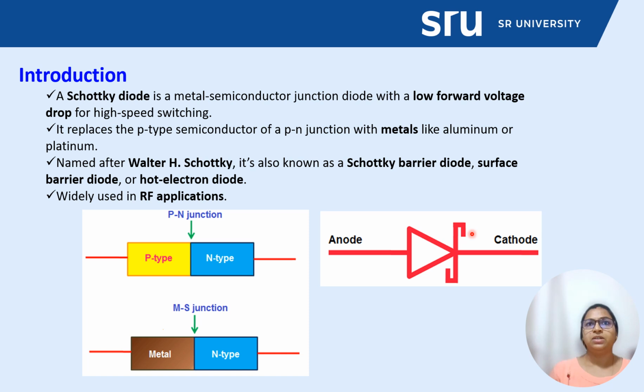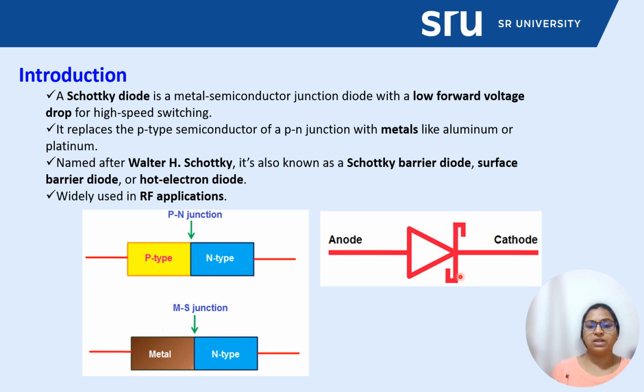Also, the voltage needed to turn on the Schottky diode is very similar to that of a germanium diode, but germanium diodes are rarely used because the switching speed of a germanium diode is very low compared to the Schottky diode.